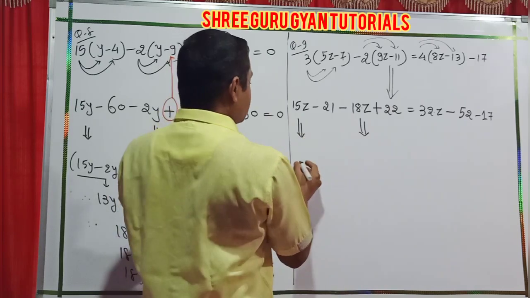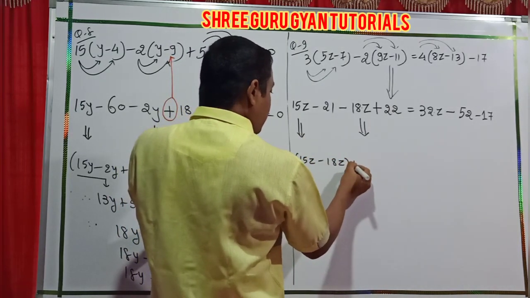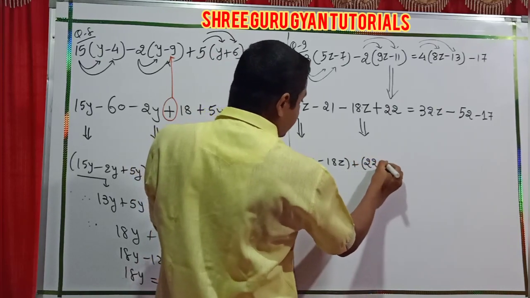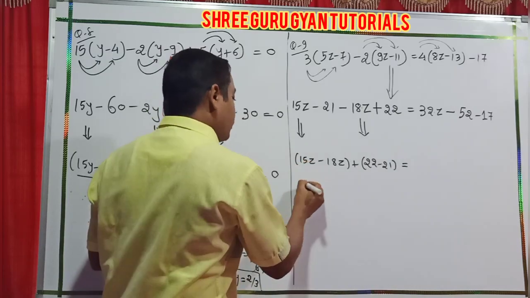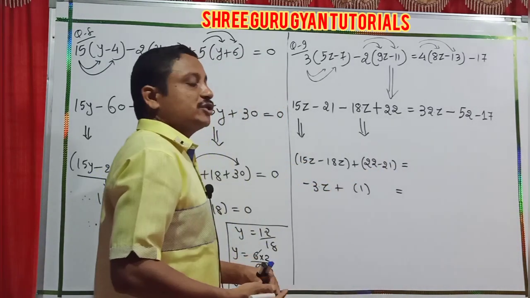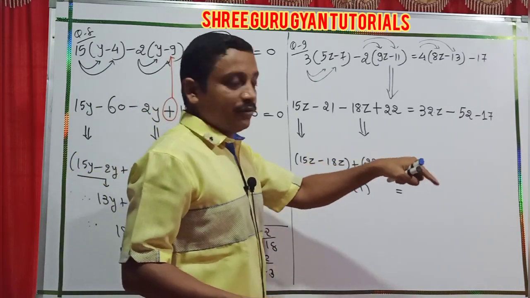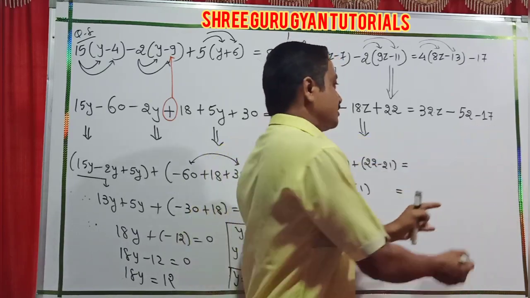So both are the collection. 15z minus 18z, and this is also a collection. 22 minus 21. And then on the right side, I am showing 2z minus 3z, plus here only 1. 22 minus 21. And what is the right side value? 32z minus 52 minus 17. These two are the like terms.